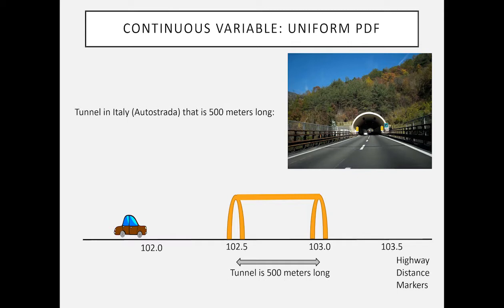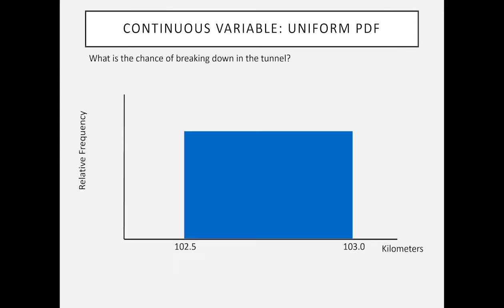It's 500 meters long, so it's going to be 103 kilometers when you leave. And the issue now is, well, what is the chance of your car breaking down inside the tunnel? Now, keep in mind, this is a continuous variable because you could break down anywhere. So it's not like discrete. So let's take a look at this idea. I've done the same thing.